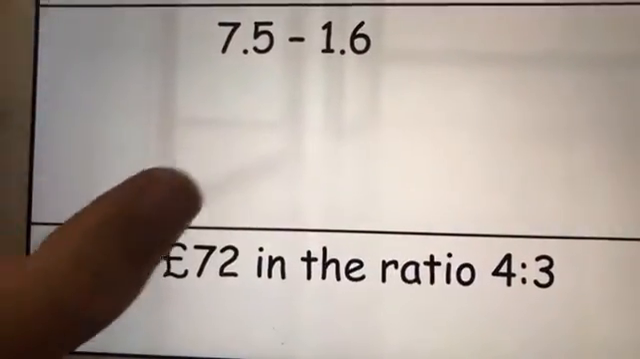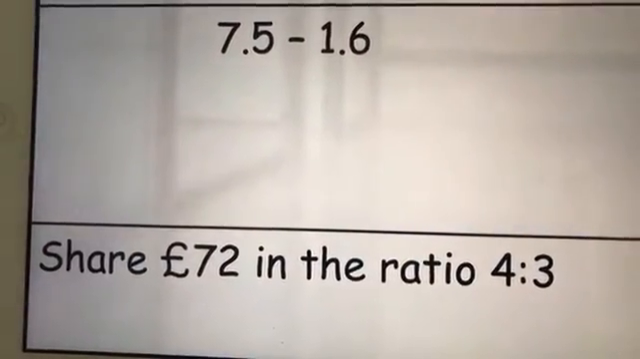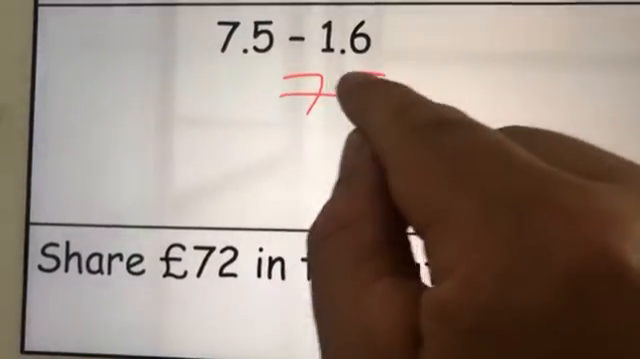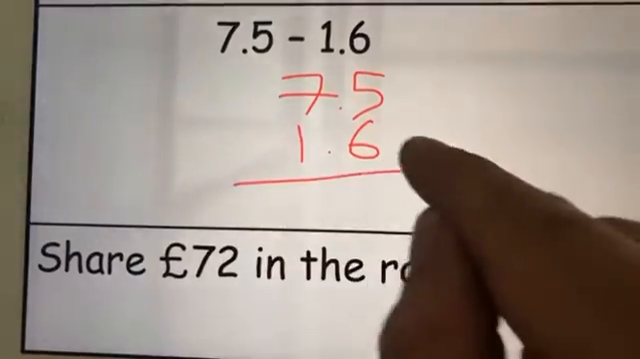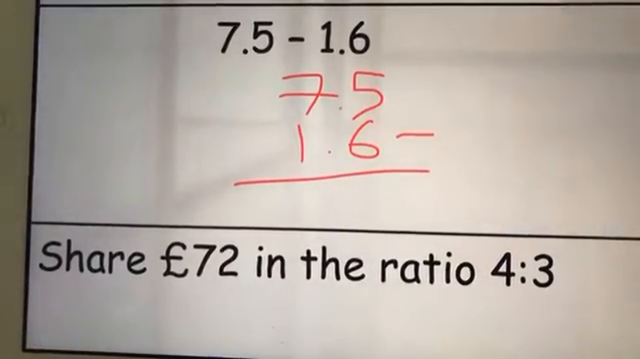Next one, 7.5 take away 1.6. Again, you can do this in your head if you want to. My advice is always write it down. So I've got 7.5, 1.6. Again, it's all about minimizing those mistakes on those easy questions.